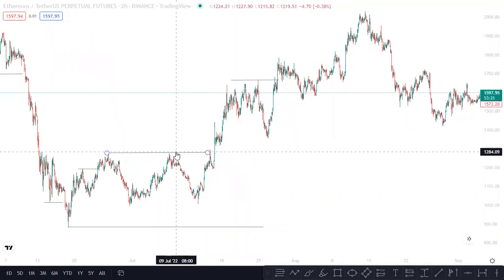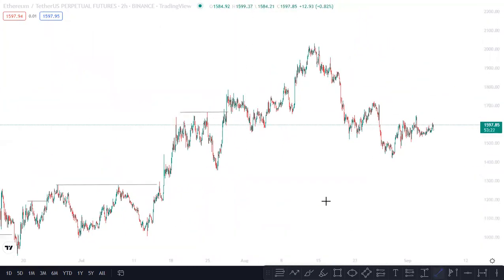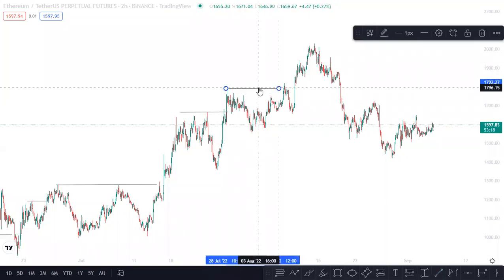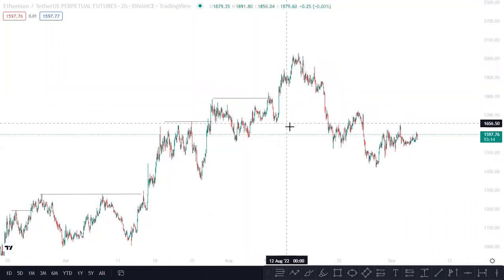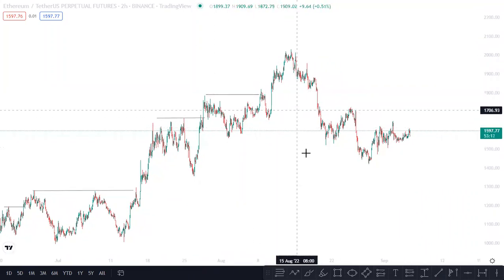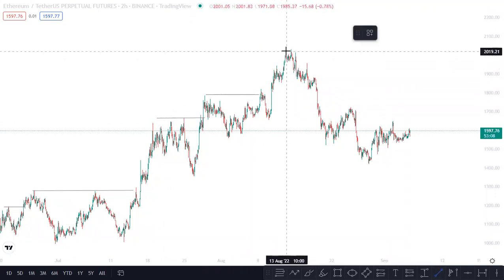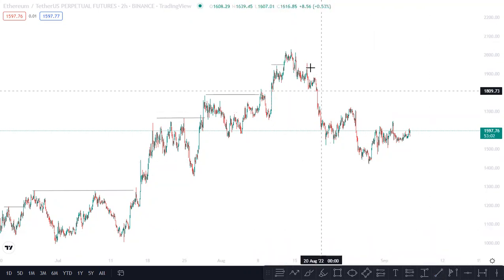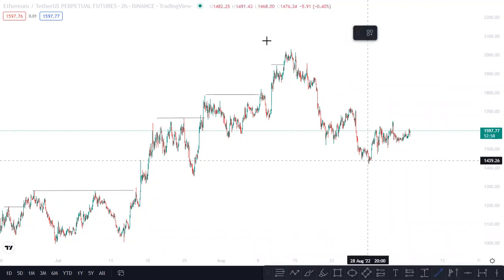So your BOS at this point, another BOS at this point, right? I'm marking significant swing levels in the chart. I'm not looking at those minor structures formed inside of them. So we had another BOS here, and here we failed to break another. We had a BOS here, and here we failed to break a high.